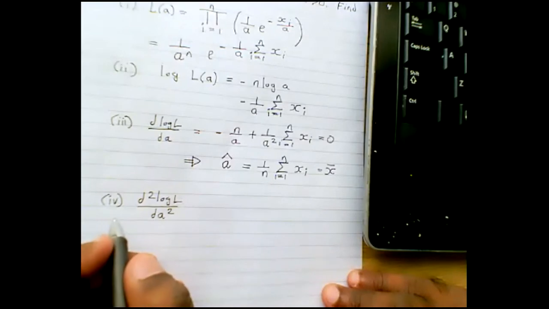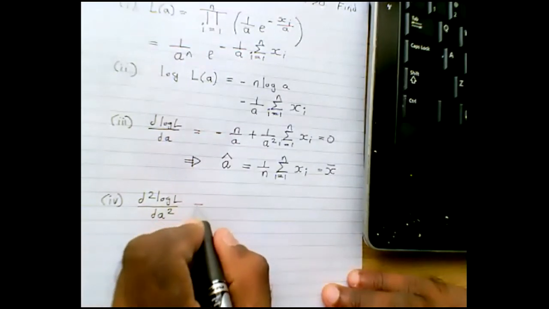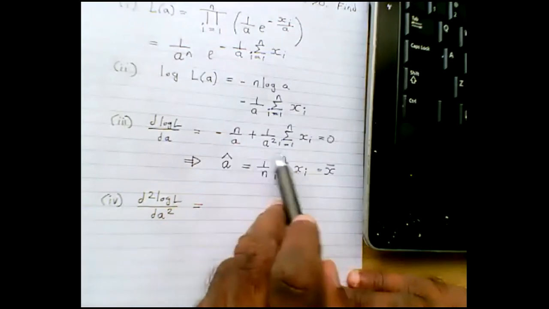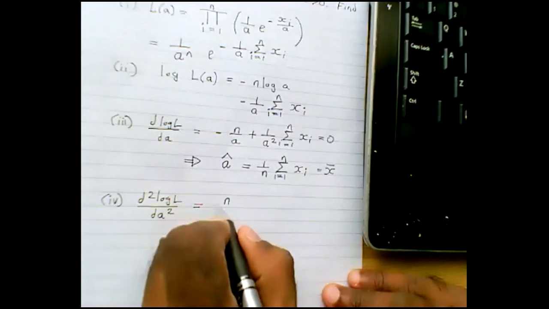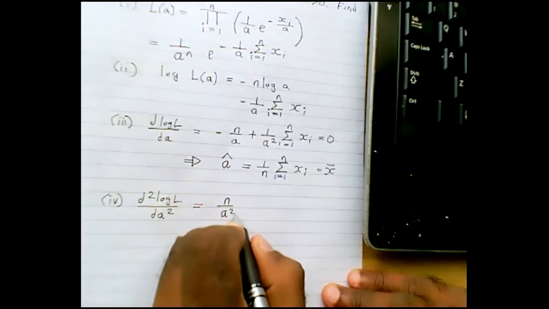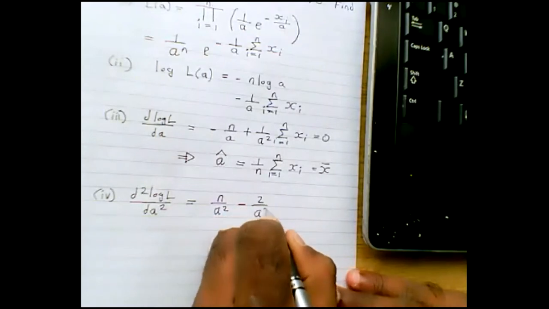All right, so you need to do the second order derivative. The second order derivative is the first order derivative of this, which is n over A squared minus 2 over A cubed times the sum of x i.